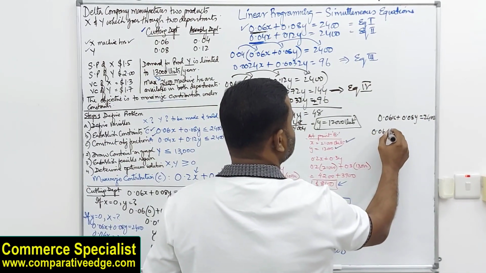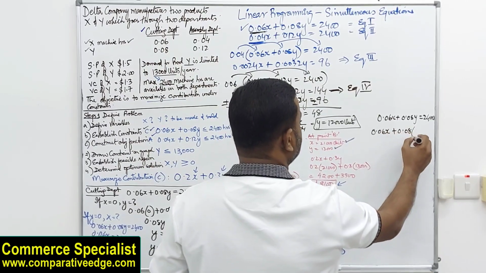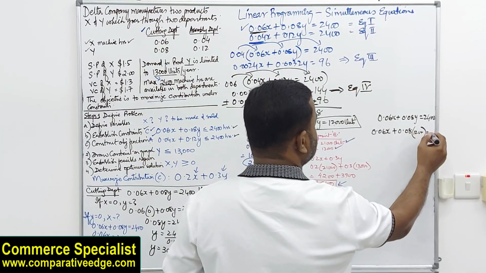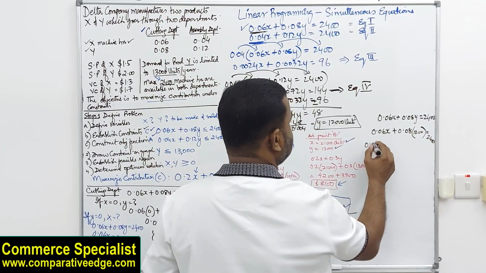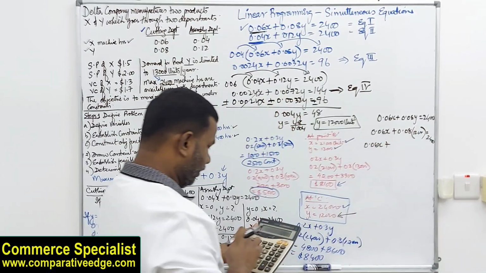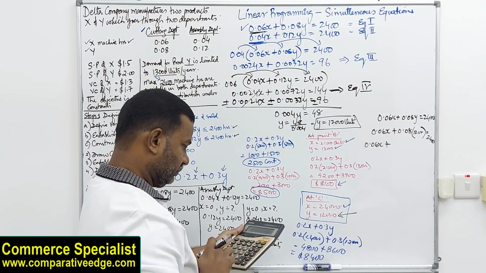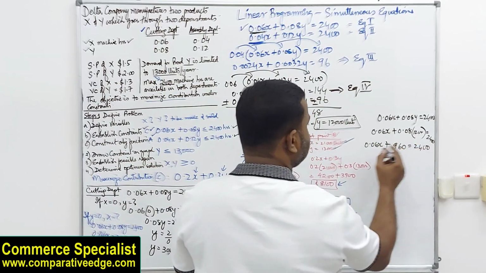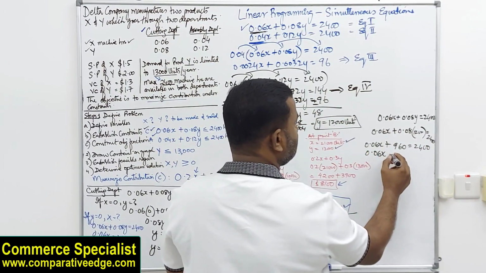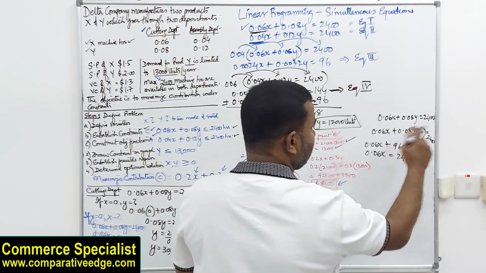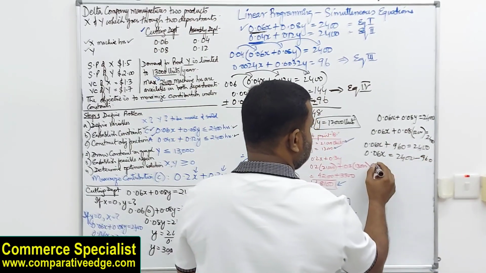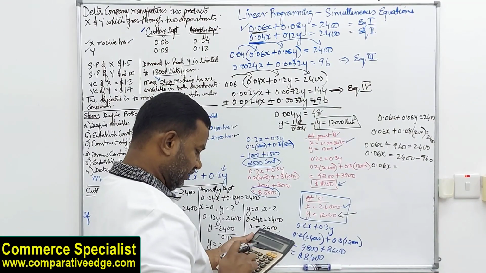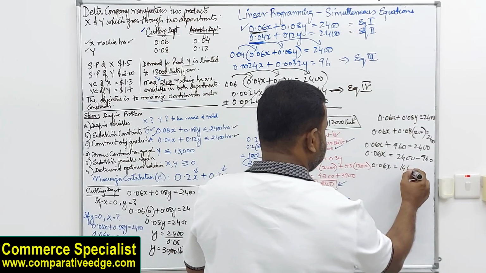Now y we just calculated as 12,000, so I'm putting 12,000 here: 0.06x plus 12,000 into 0.08, which gives you 960, is equal to 2400. So 0.06x is equal to 2400, and this plus 960, when it goes to the other side, becomes minus 960. So 0.06x is equal to 2400 minus 960, which gives you 1440.